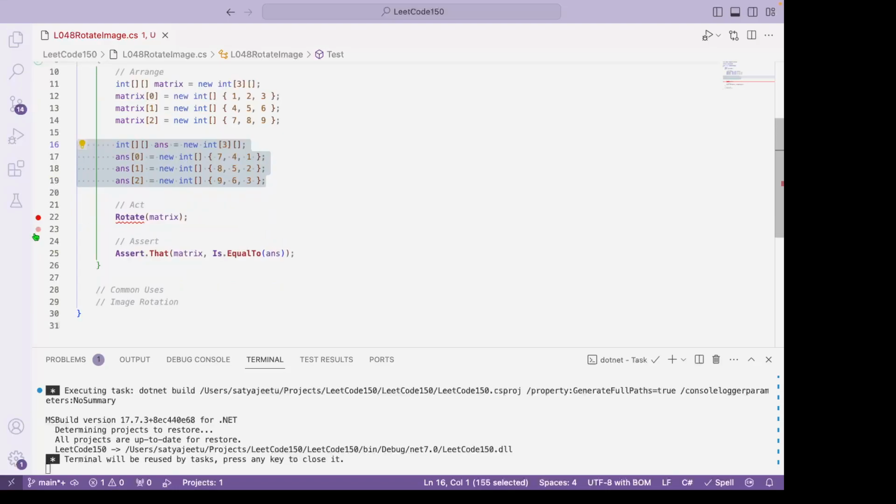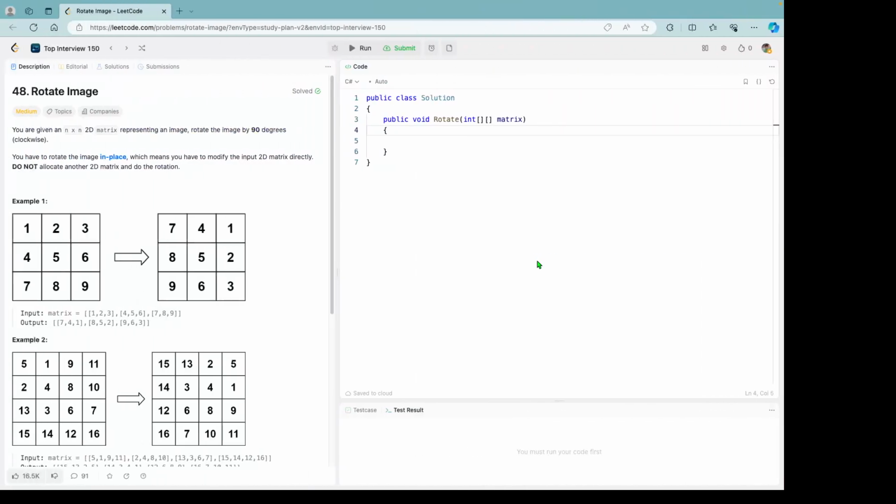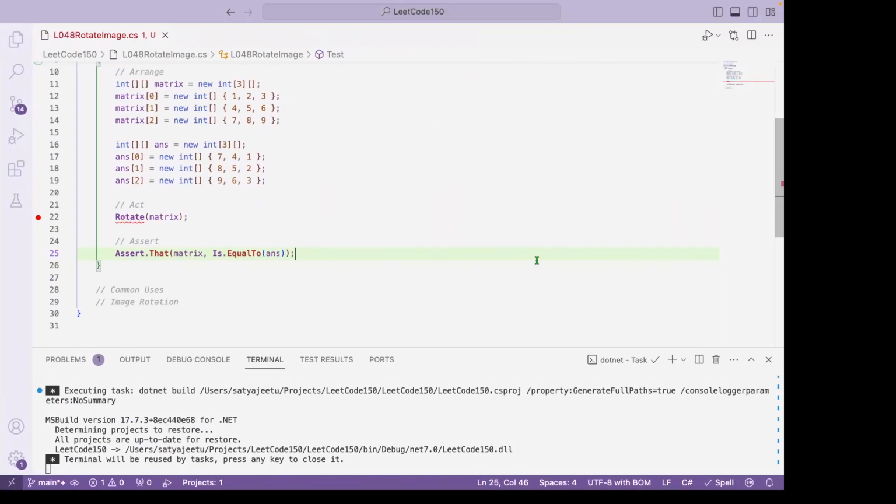We have a method called rotate, which is given. I think it's written as rotate in the method. And what we have to prove is that the matrix is the same as the answer. So what are the common uses?